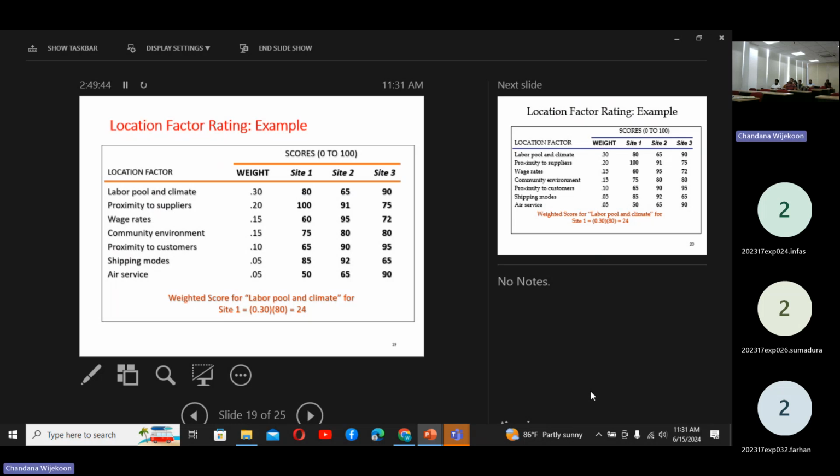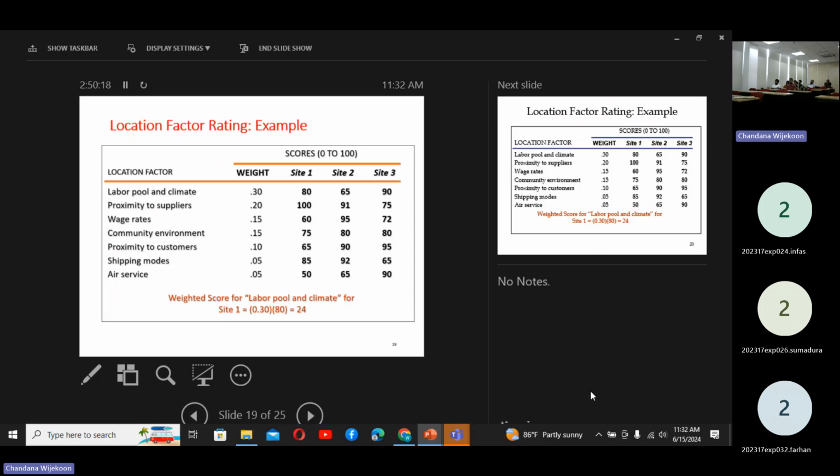80 for site 1, 65 for 2, 90 for 3. So which site is more appropriate? Site 3, of course. Why? It is assigned the highest value. And site 2 is the least preferred in terms of labor pool and climate. So likewise, for each factor, each site would be evaluated.